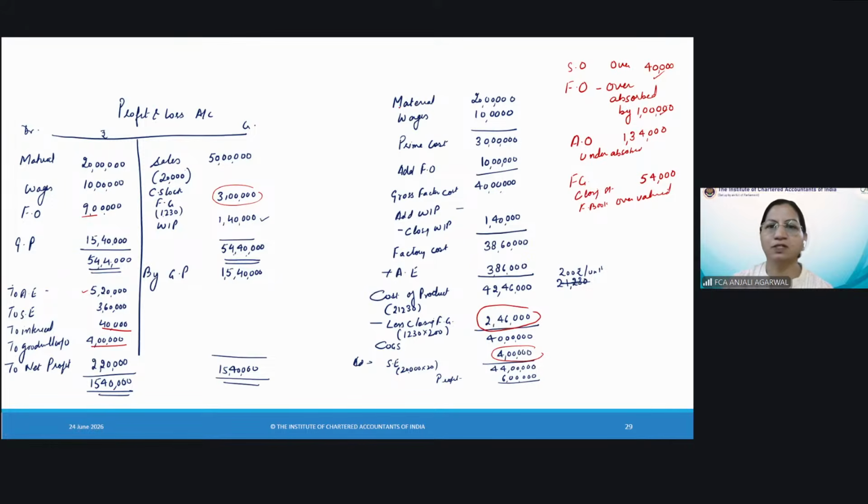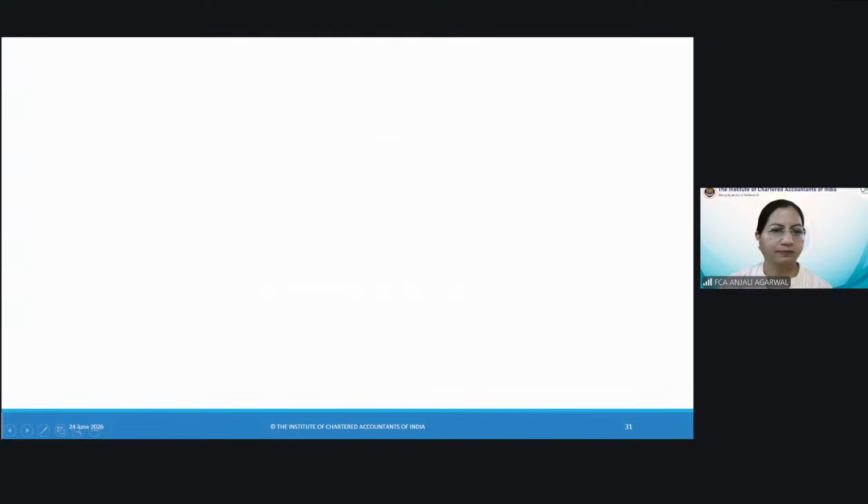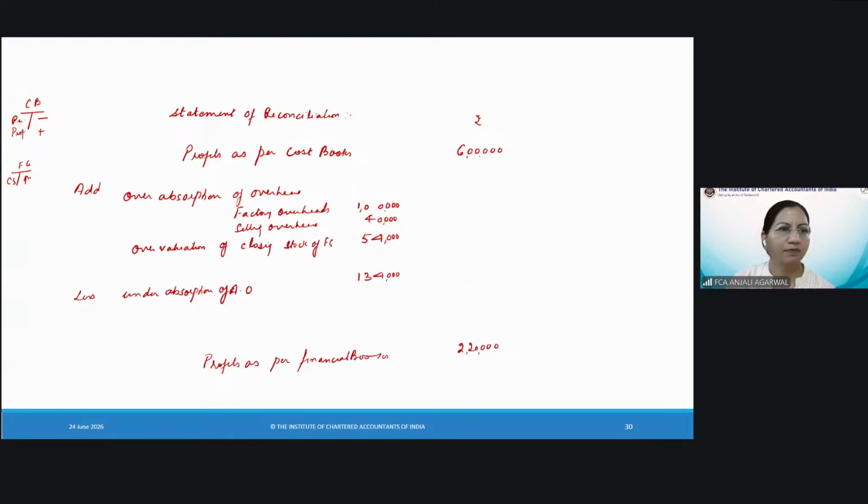No item is purely costing. Material was there in finance, wages was there, factory overheads are there, closing stocks of finished goods and WIP are there. Administration overheads are also there in both the books and selling expenses. So no item is of purely costing nature. However, we have interest and goodwill. So these are financial expenses. Purely financial expenses will reduce the profits.